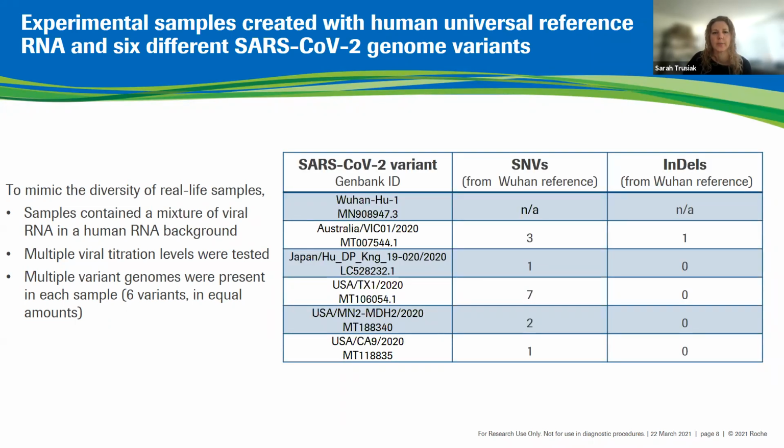The 6 genome variants are shown here in the table. We did have the reference Wuhan strain present, and then 5 other variants from different regions around the world. These each had SNPs and indels from the Wuhan reference, and each of the mutations were independent from each other.